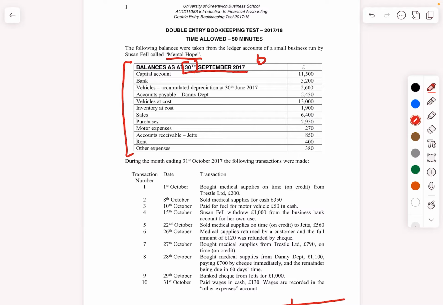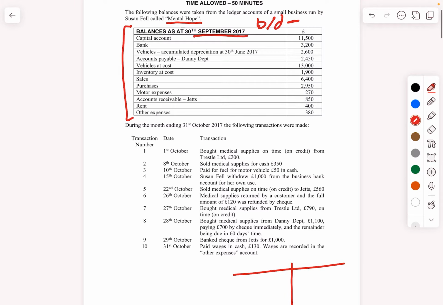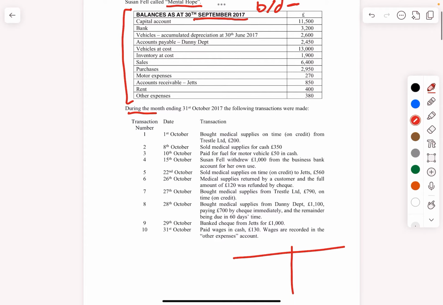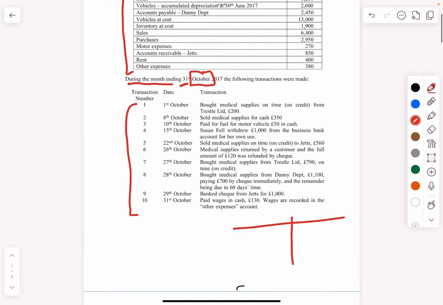That means that's the balance brought down, because it was the closing balance for last month and it's the opening balance for this month. Okay, you don't need to confuse yourself. Anything that is the opening of this month will be balance brought down. And if you go down, they said that during this month of October, up to the 31st of October, these transactions happened. So they want us to do T accounts of these transactions.